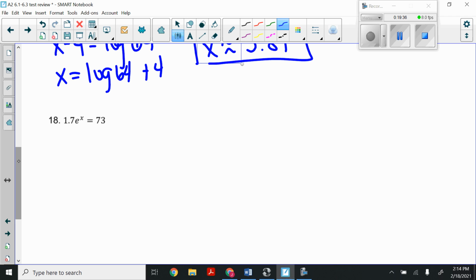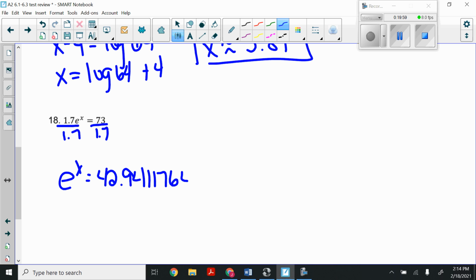And our last one, number 18, 1.7 e to the x equals 73. I'm trying to get e by itself, so divide everything. So when I divide both sides by 1.7, now I have e to the x equals 42.94117647. And again, remember, we do not round until the very, very end.